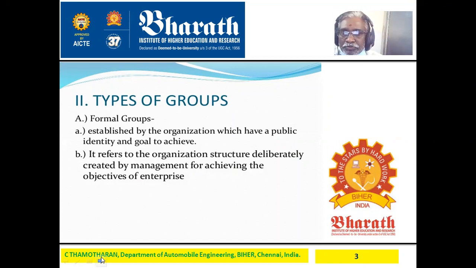The formal group is established by the organization, which has a public identity and a goal to achieve. Next point, it refers to the organization structure deliberately created by management for achieving the objectives of the enterprise.